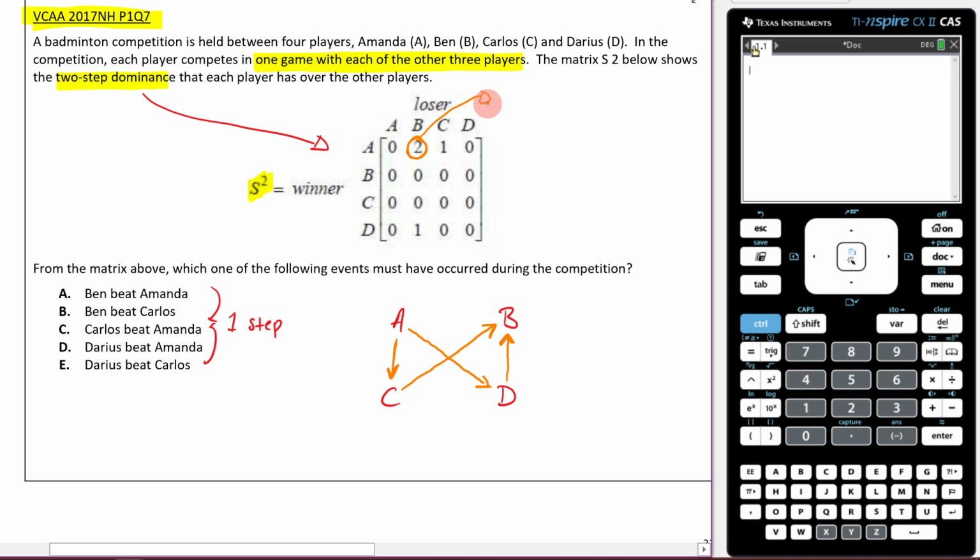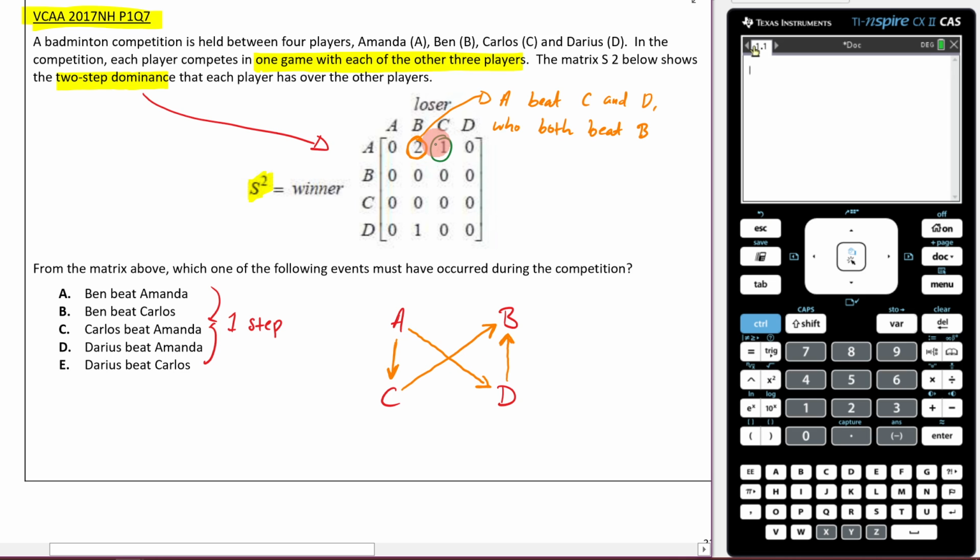So let's just write down very explicitly what it is that we've found here. What we're saying, based on this, is that A beat C and D, who both beat B. So A beat C and D, who both beat B. Cool. Let's now go to our next one. And we really need to start with that one there.